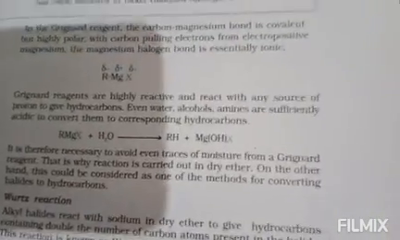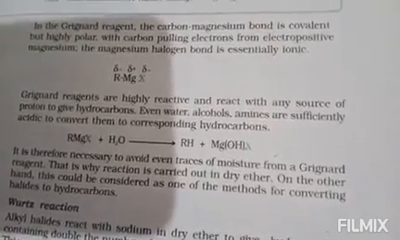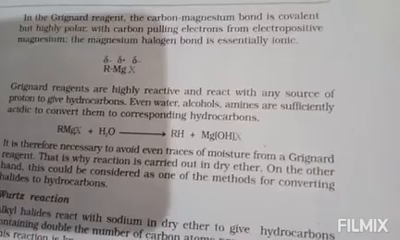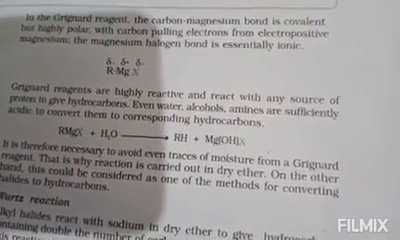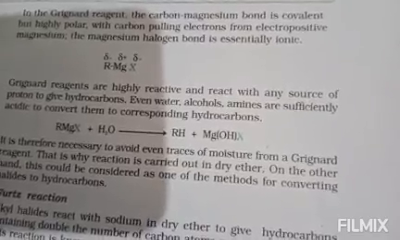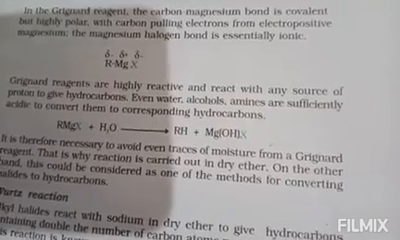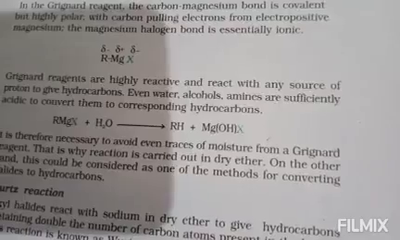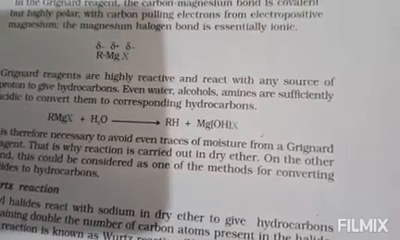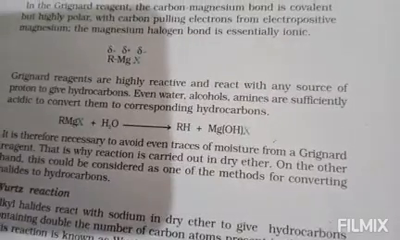Or before that, let us see how Grignard's reagent behaves. In the Grignard's reagent, the carbon-magnesium bond is covalent but highly polar, because the electronegativity of the halide is more than the electronegativity of the alkyl group, and so the electron pair between the Mg and X will be taken by this X. So X becomes slightly negative, and the magnesium metal becomes slightly positive.